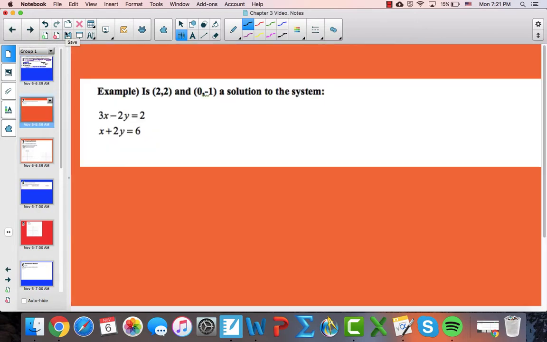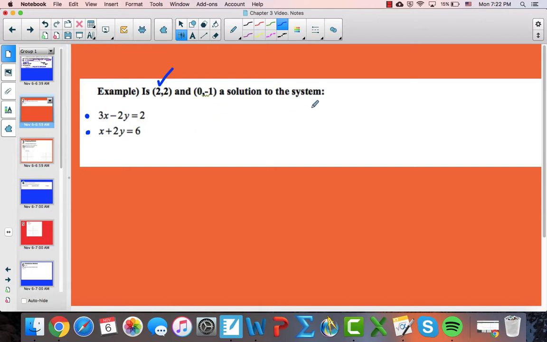All right, so let's look at an example of how we would see if a coordinate point is a solution to a system. So I have a system here, 3x minus 2y equals 2, and x plus 2y equals 6. I know it's a linear system because they're both linear equations. And as a reminder, they're linear equations because the highest exponent is a 1. All right, so if I want to test to see if this is a solution to the system, that means it has to make both of the equations true.